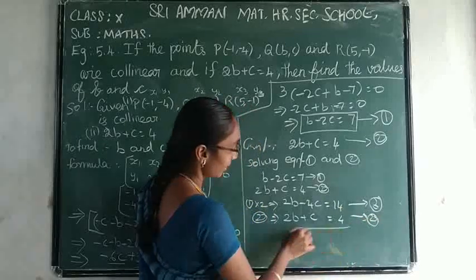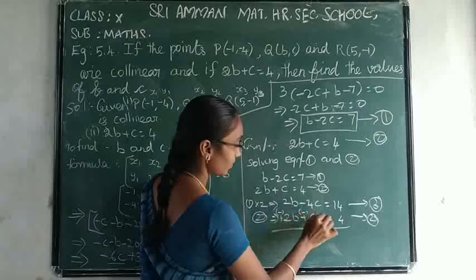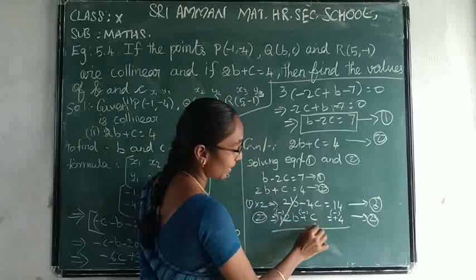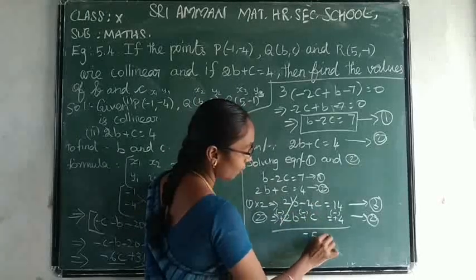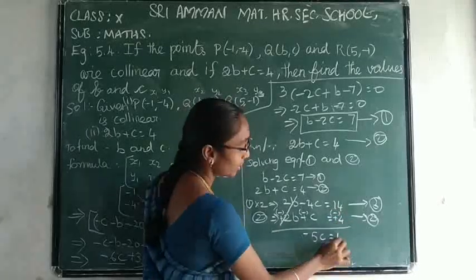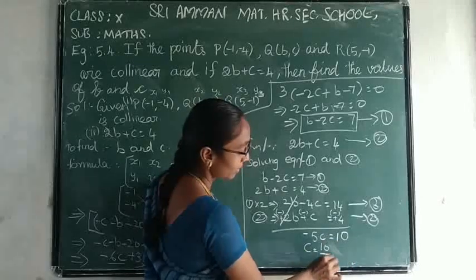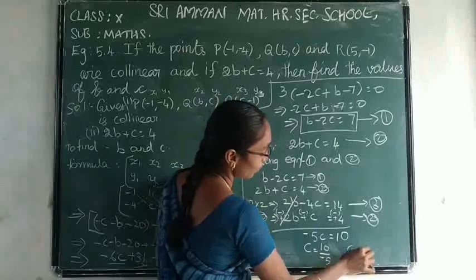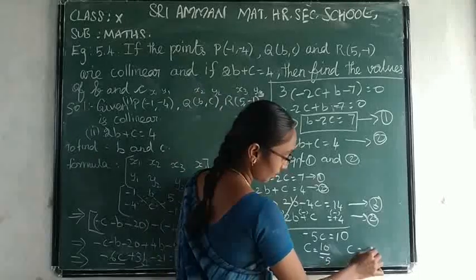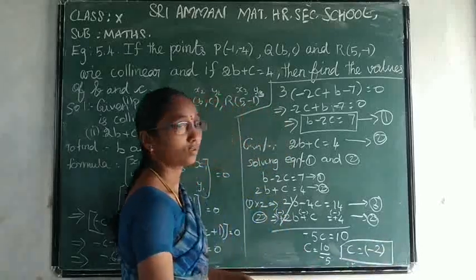Now we subtract these two, so the signs are changed. Cancelling 2b minus 2b. Minus 4c minus c is minus 5c, equal to 14 minus 4, which is 10. So c equal to 10 divided by minus 5. Cancelling, the answer is minus 2. So the value of c is minus 2.